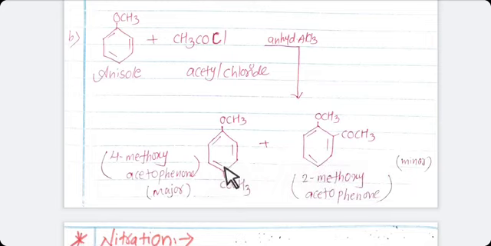See here, the naming is 4-methoxyacetophenone: 1, 2, 3, 4. An aromatic ring with COCH3 is nothing but acetophenone, and here 1, 2: 2-methoxyacetophenone. So these are the two reactions, Friedel-Crafts alkylation and acylation.